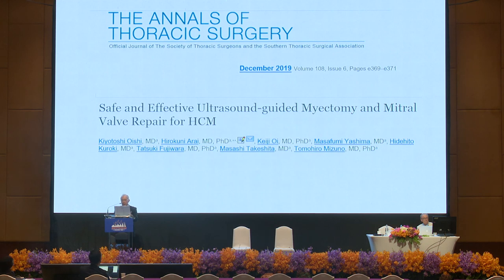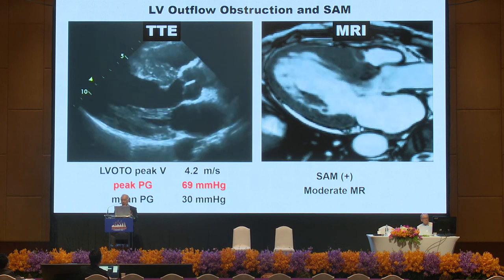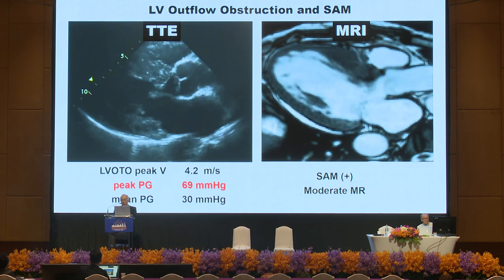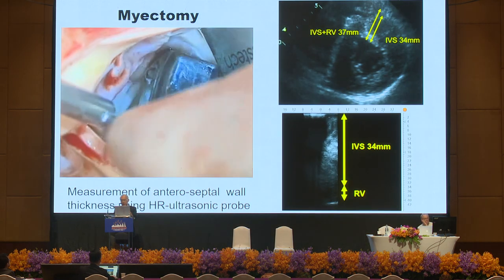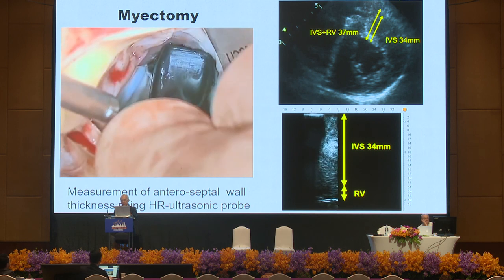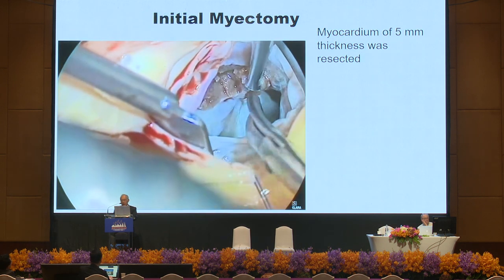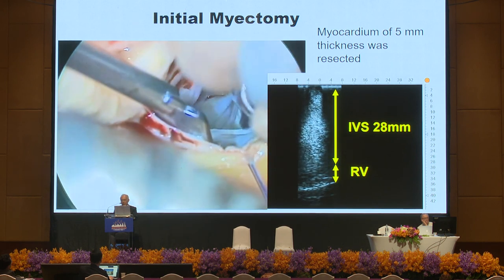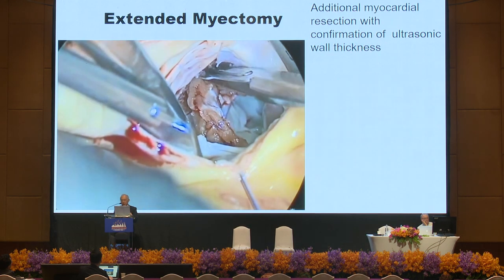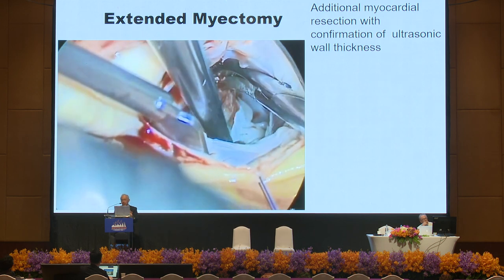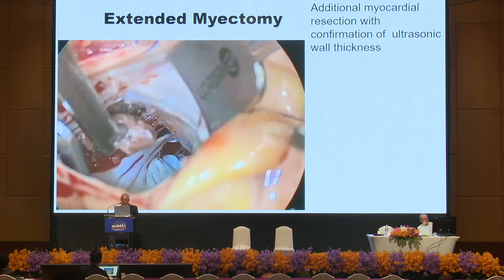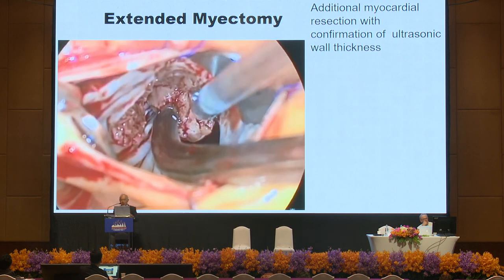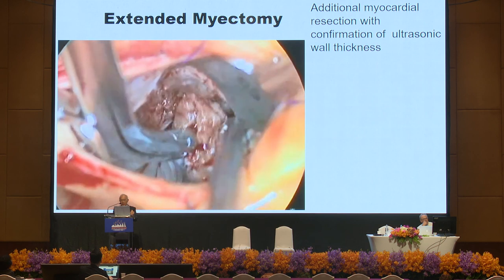And this is another interesting case, an HOCM patient. The SAM was present and the peak pressure gradient was 69. So I have to do a myectomy for this kind of patient. I actually performed the myectomy guided by this ultrasonic probe. During the operation, I measured the thickness of the septal wall using this probe. Then I cut a little bit and performed the ultrasonic assessment, and there was still enough mass. So I made an additional incision in the myocardium, because I'm not an expert in this kind of disease, so I can't do it like Dr. Schaff. It's magic. He cuts it all, but I can't do it. So step by step, I checked the thickness of the myocardium.